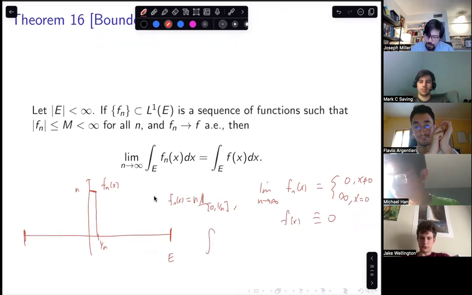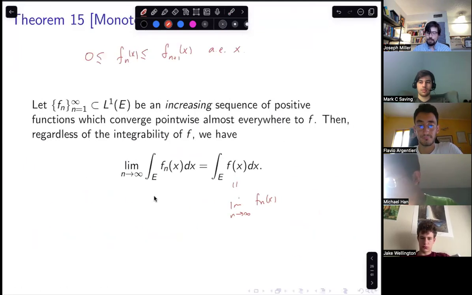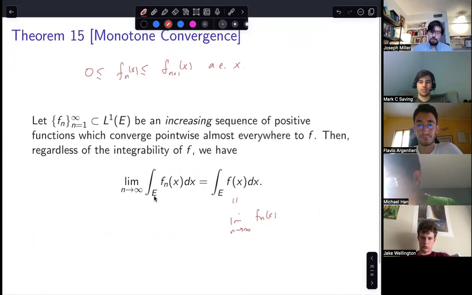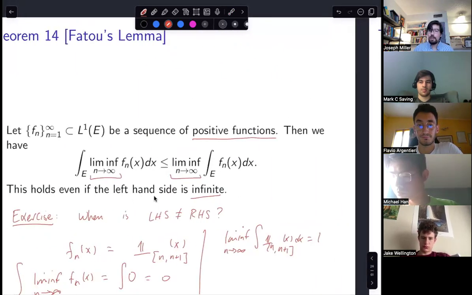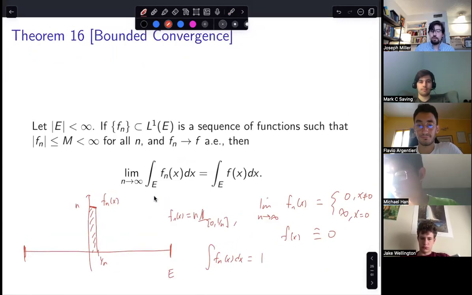But on the left-hand side, when I integrate fn of x, this is always going to be 1, because I'm just measuring the area of this rectangle. So this is one of those fundamental examples to remember why I need boundedness. If I'm allowed to blow up, I cannot commute the limit and the integral, right? This is still the scenario for this theorem: I can still apply Fatou in this case, but I just can't say that the limit is equal. I just get a less than or equal to. Okay, anybody have any questions about this, about bounded convergence?